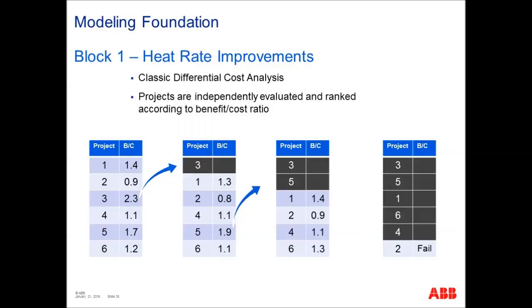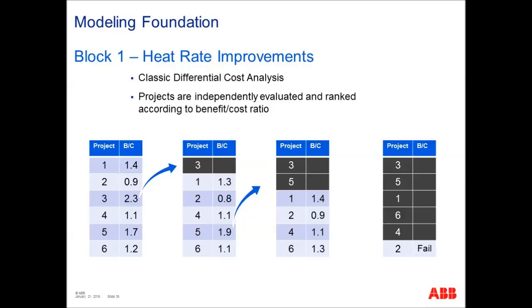So, looking at Block 1, heat rate improvements, this is a classic differential cost analysis. Basically, the approach to do this is all projects are independently evaluated and ranked according to their benefit-cost ratio. You select the best project, lock it in, and then reevaluate the remaining projects independently, lock in the next winner, and so on and so forth until you've locked in all of your profitable projects and rejected any unprofitable projects.